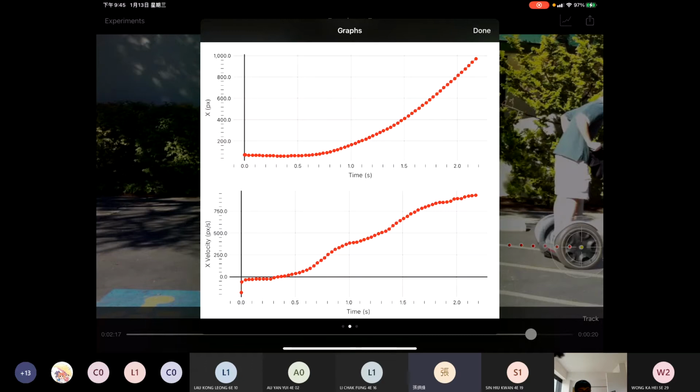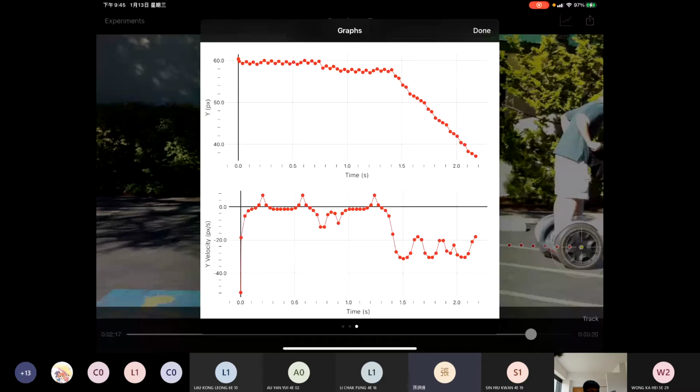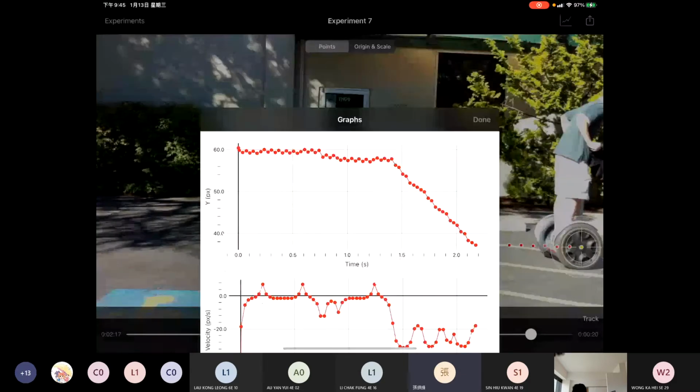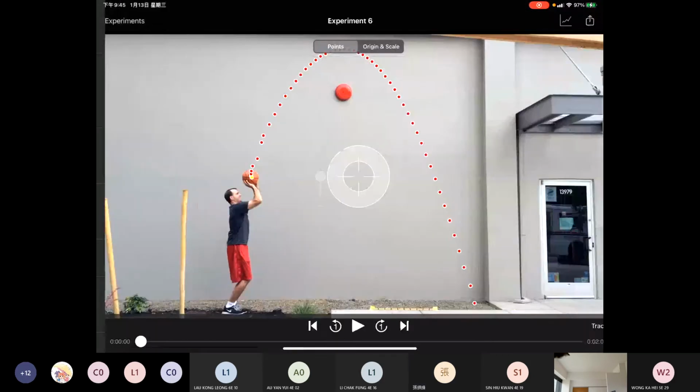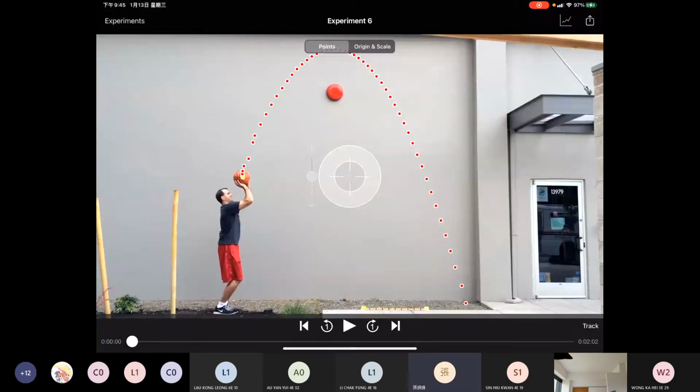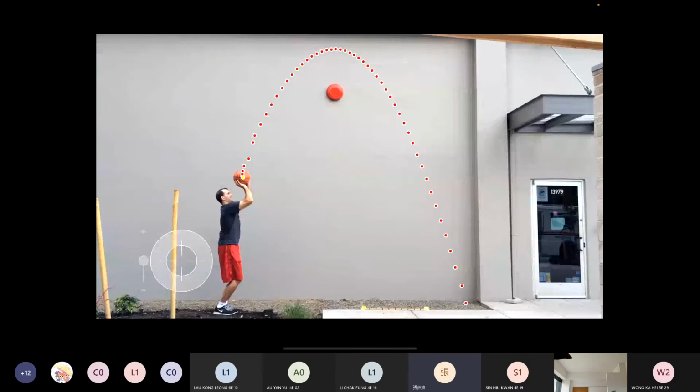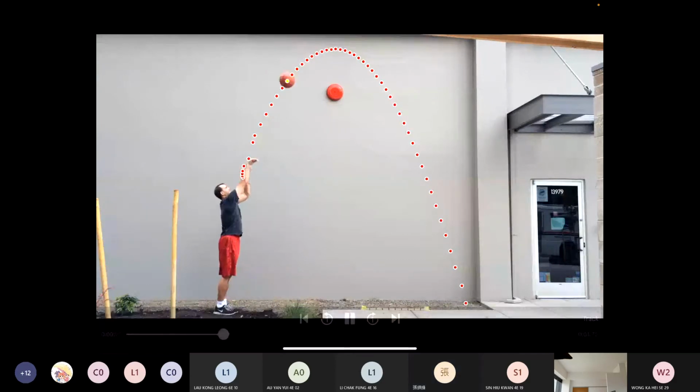By using the data, we can calculate the velocity-time graph too. And you can see the y-axis here, there is no significant change in the y-axis, which is normal. Okay, let's see one more. This is a projectile, so again, we use a basketball.